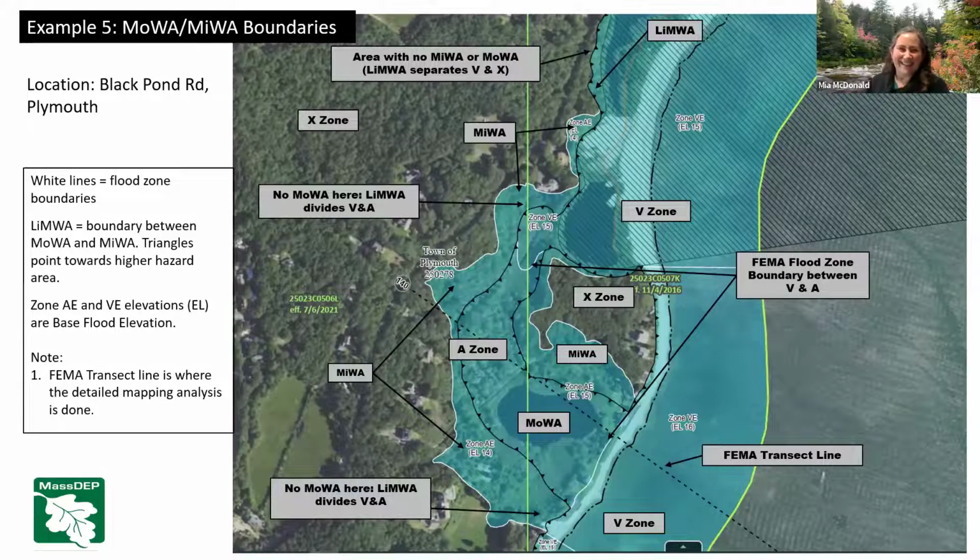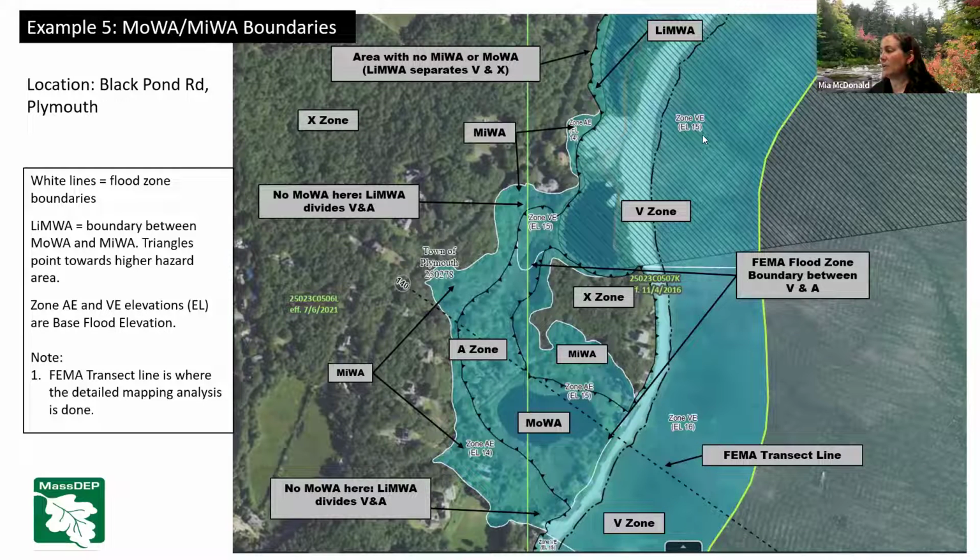Back to me. Yeah, this is from Black Pond Road in Plymouth. This is a little bit more of a complicated example that you might find in the FEMA viewer. In this case, we want to show that the LiMWA may not always follow the elevations, but it's actually based on the modeling of the 1.5-foot wave.